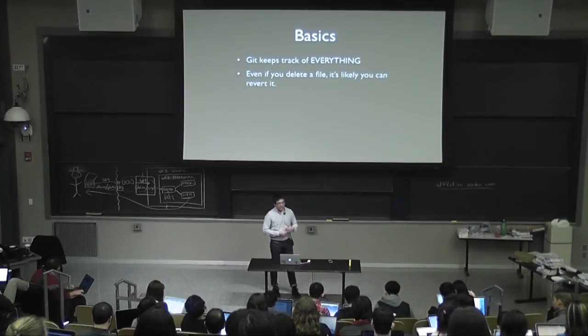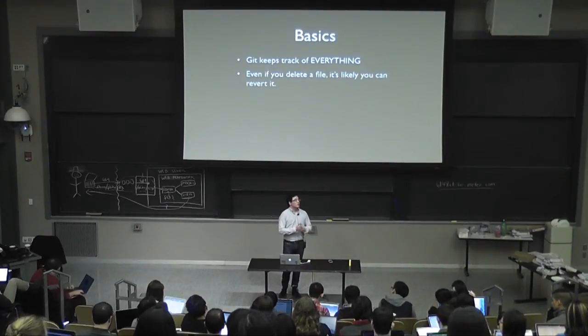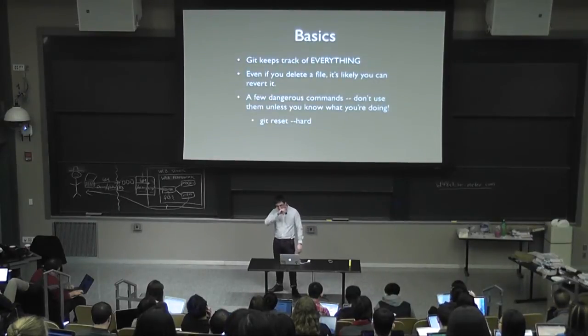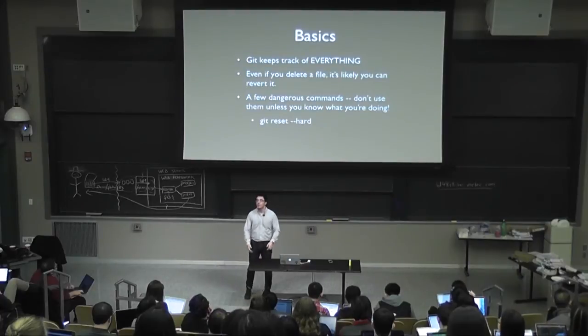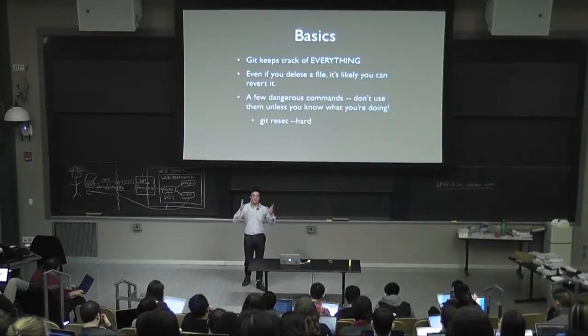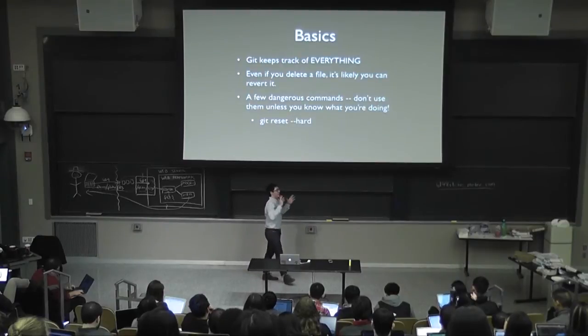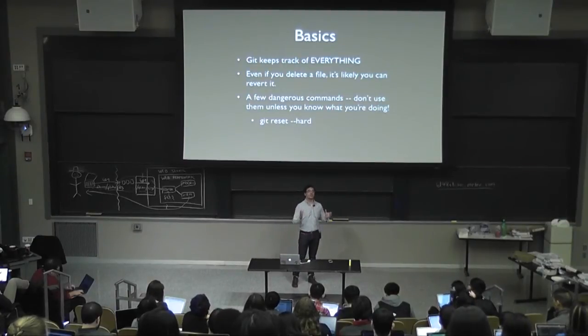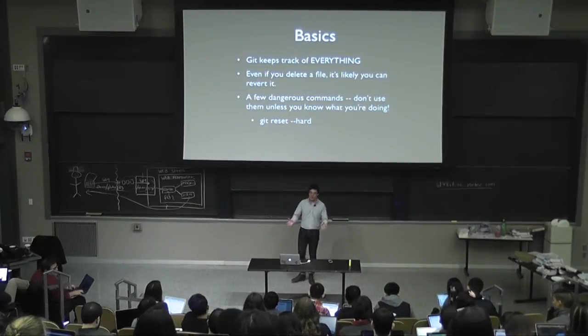So that's really good, because it's very likely that you can revert things. Right? It's very easy to revert changes. There are actually a few dangerous commands that you can use to destroy everything if you don't know what you're doing. And usually you have to append something that's screaming at you like, hey, this is dangerous. Like git reset --hard. Right? That just sounds like a dangerous command. And if it didn't, well, now you know that it's dangerous.